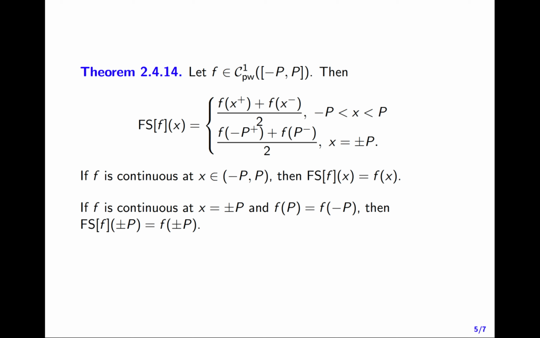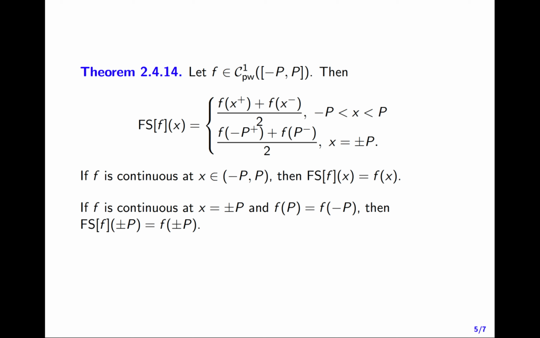And then if f is continuous at x equals plus or minus p at the endpoints, and if you have f of p equals f of minus p, then you'll have the Fourier series for f at plus or minus p equals f of plus or minus p. We'll talk about that a little bit more in the next section. The issue here being at the endpoints of the interval that you have to have 2p periodicity for the Fourier series to converge.